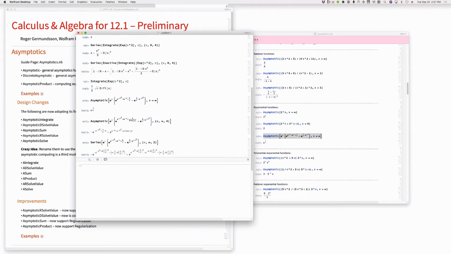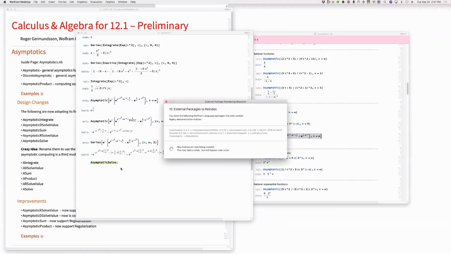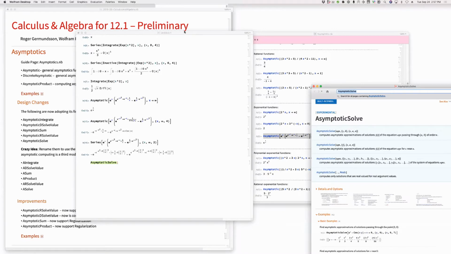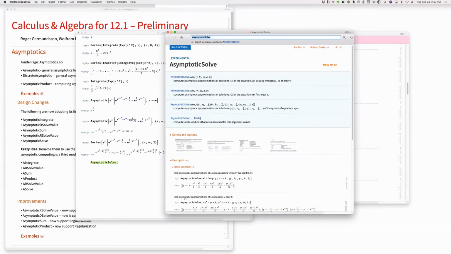Okay, so let's take a look. Let's take a look at something like asymptotic solve. Okay, so asymptotic solve has features, I assume, that are simply inaccessible to anything to do with series. Is that a true statement, or could one imagine?